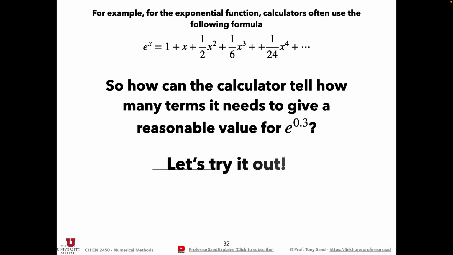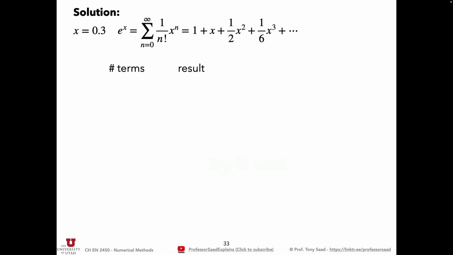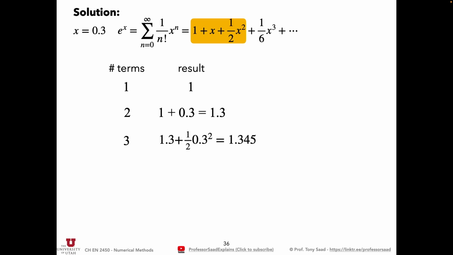Okay, let's try it out. I don't know, but let's try it out. So let's say the calculator takes the first term to approximate e to the 0.3, and that first term is 1. Then it takes the first two terms. It's 1 plus x, which is 0.3, so that's 1.3. And then it continues, okay, with 3 terms. We get 1.3 plus x squared over 2, which is 1.345.